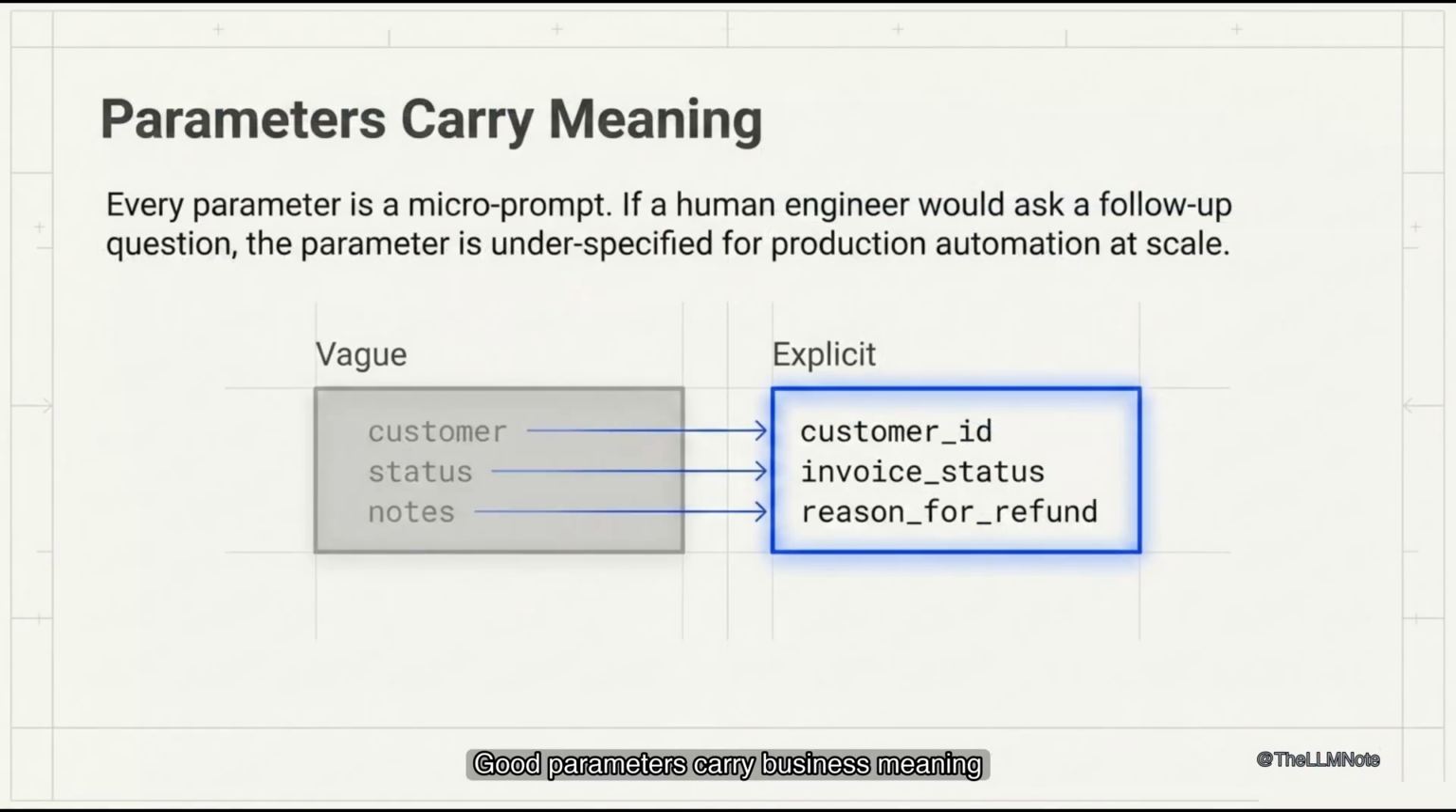Good parameters carry business meaning. Customer ID is safer than customer, invoice status is safer than status, reason for refund is safer than notes. Every parameter should clarify what value belongs there. It should show where the value comes from. It should explain how the value will be used. If a human would ask a follow-up question, the parameter is likely underspecified. This means hidden assumptions are needed. Such parameters aren't ready for production automation.